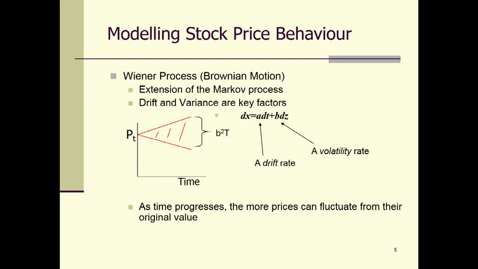So the Wiener process is basically an extension of the Markov process for which the drift rate is equal to 0 and the variance rate is equal to 1. Now, drift rate measures the mean change in the value of a variable over time. So a drift rate of 0 means that the expected value of z in the future is going to be the same as it is today. Okay? So the key is the drift rate.